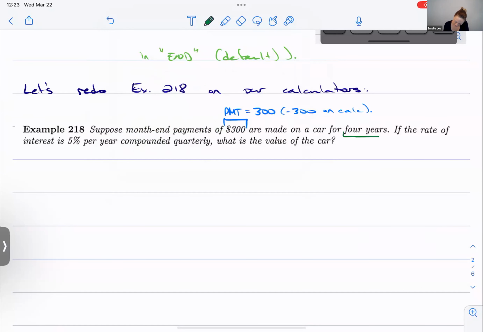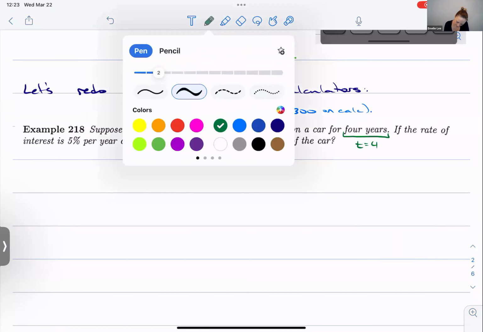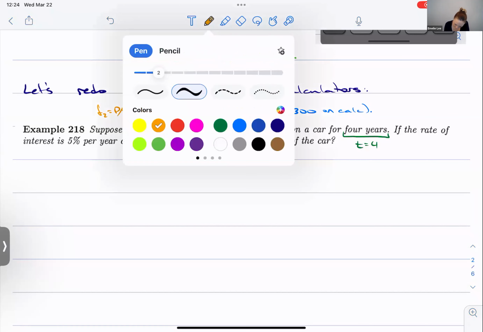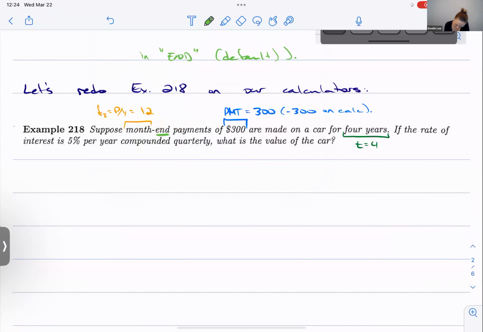The time is 4 years. T is always in years. If the rate of interest is 5% per year, oh, you know what? I forgot something. Payment frequency. Maybe we'll say F2 is the payments per year, which is monthly, which is 12 times per year. And then we'll just sit on this for a little bit. They're at the end of the month. That's all we have so far, but it's good to pay attention to it.